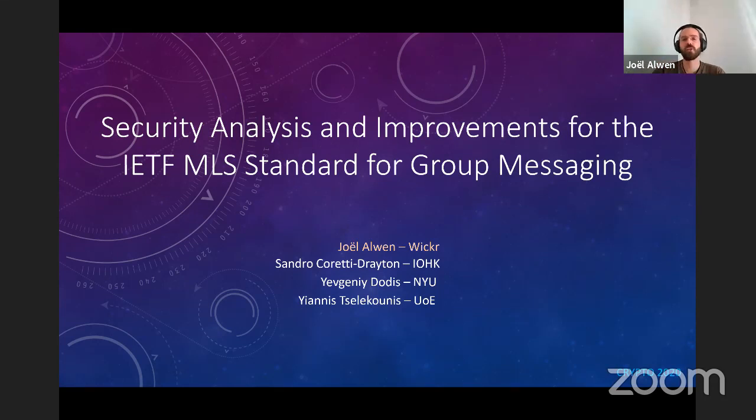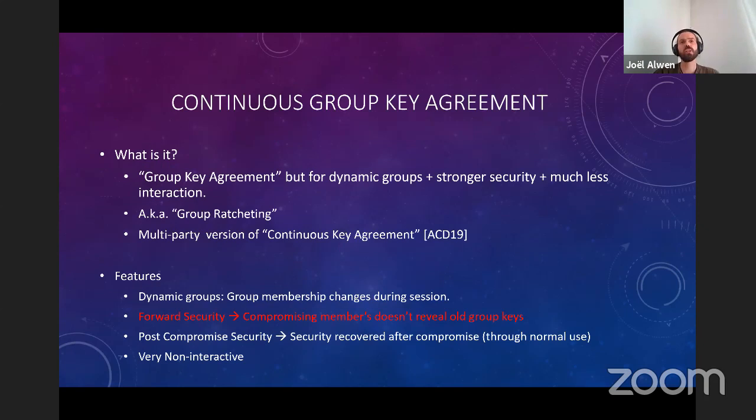So thanks for coming to my talk. I'm Joel, and I'm going to tell you about some joint work with Sandro, Yevgeny, and Yanis. In this work, we looked at a primitive or protocol called continuous group key agreement. You can think of this as group key agreement, the older primitive, but for dynamic groups with stronger security requirements and much less interaction. It also goes under the name group ratcheting. You could think of it as the multi-party version of continuous key agreement, a primitive introduced for the analysis of the double ratchet last year.